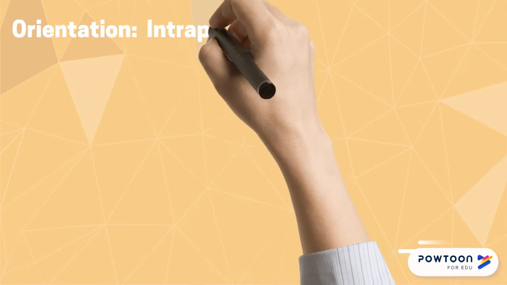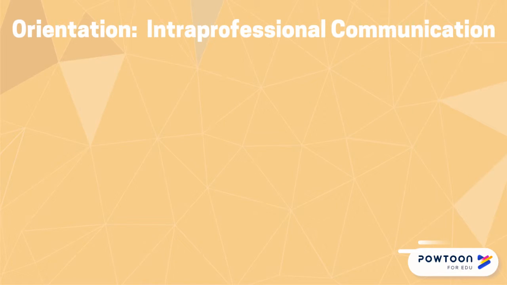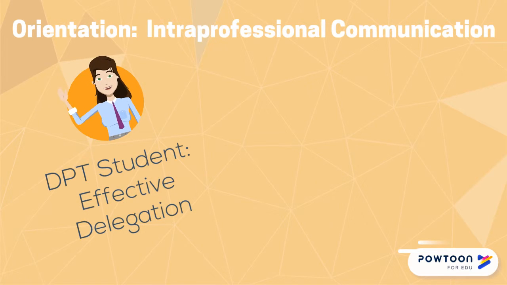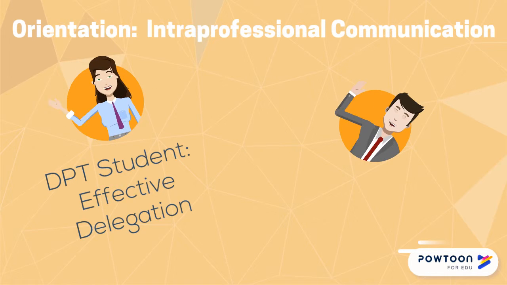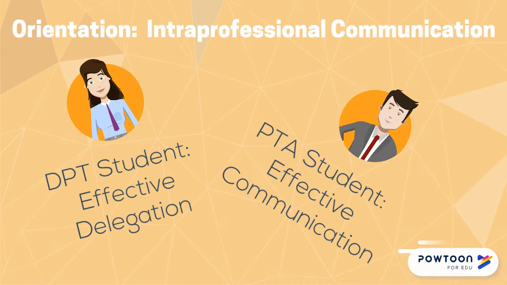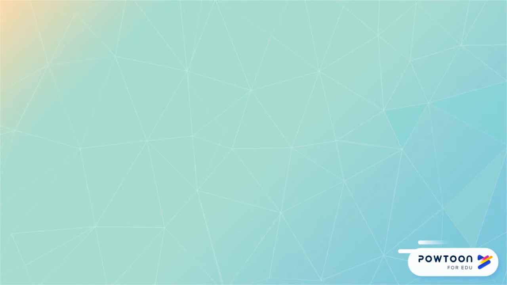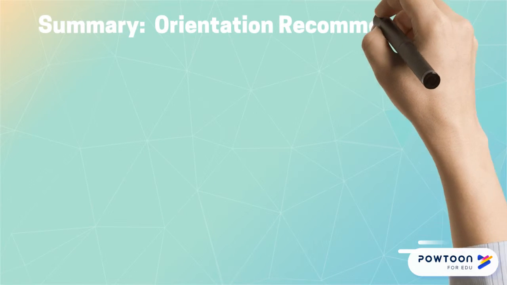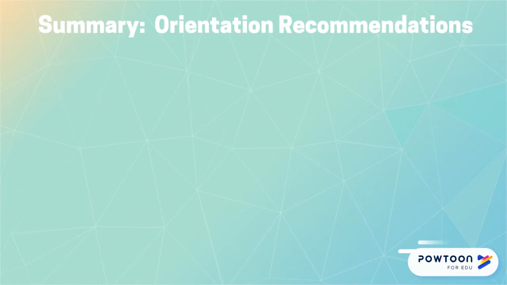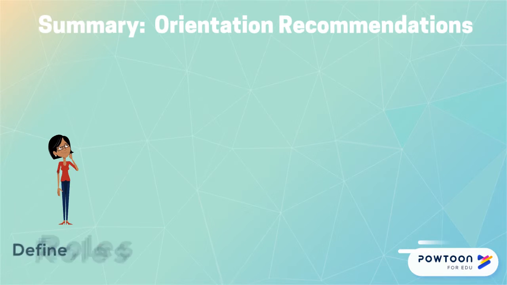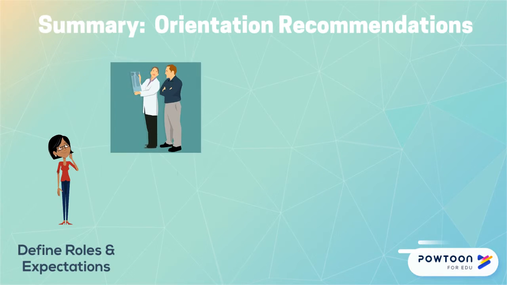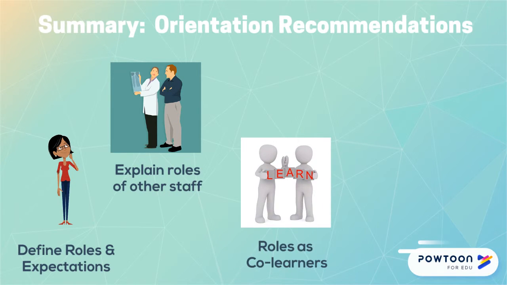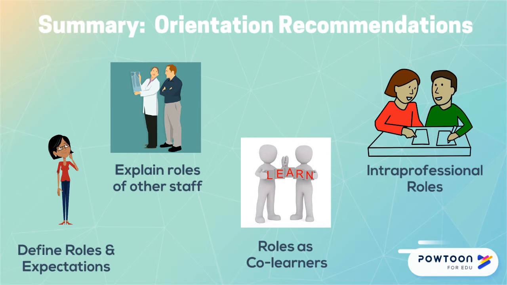Use orientation to help both students understand that the DPT student is there to learn how to effectively delegate to the PTA, and that one of the PTA student's objectives is to learn how to effectively communicate with the PT. Help them explore how they can fulfill these roles together. To recap, evidence-based suggestions for orientation topics include explaining roles and expectations in various situations, interacting with other rehab staff, functioning as co-learners, and helping each other learn their intraprofessional roles together.